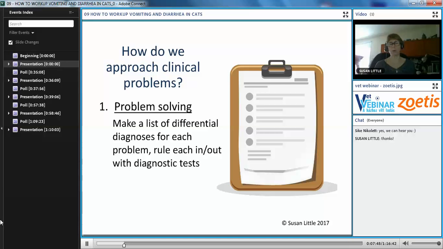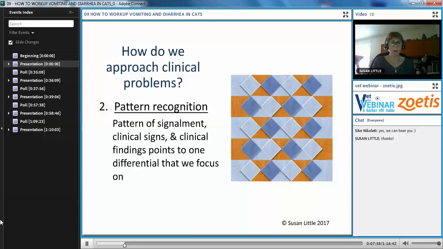To some degree, we're going to use our patient signalment to exclude some of those potential diagnoses. And then we're going to start using diagnostic tests. So that's called the problem-solving approach. The other approach is called the pattern recognition approach. In this approach, you don't so much work with a list of differential diagnoses, but you're looking at patterns based on your patient, the age of your patient, for example, maybe the breed, maybe the medical history. You're looking at the clinical findings.